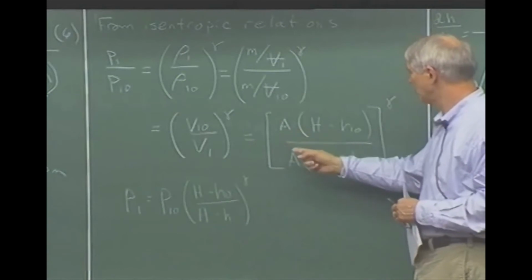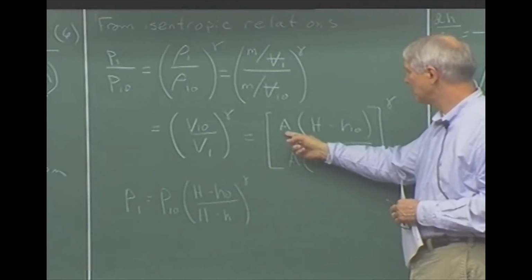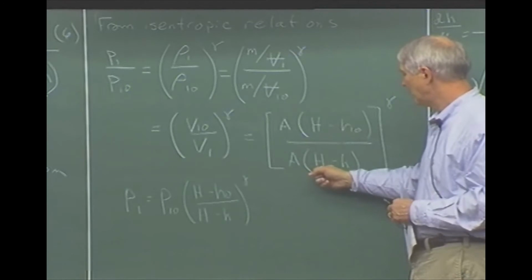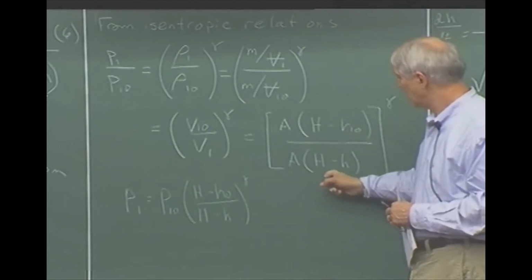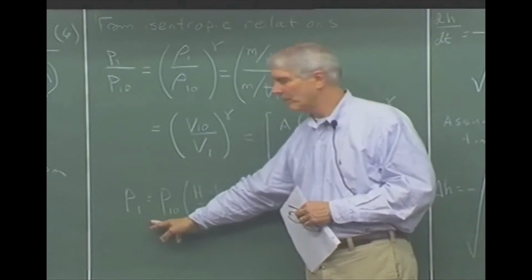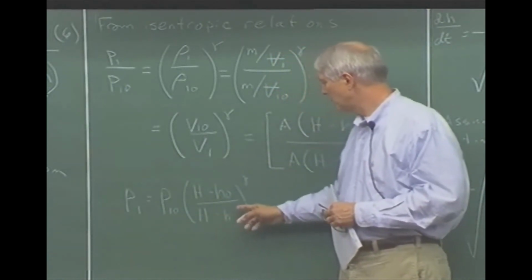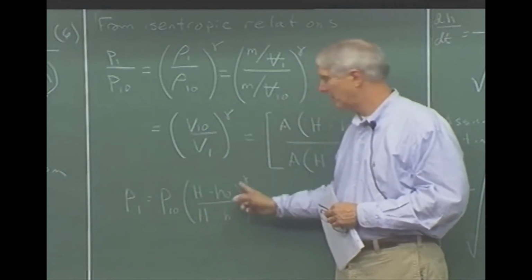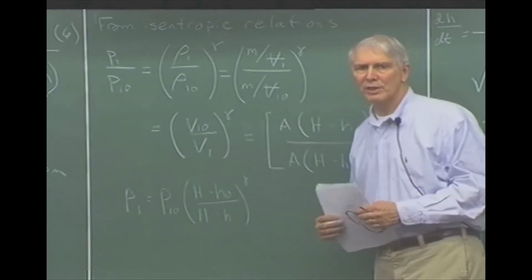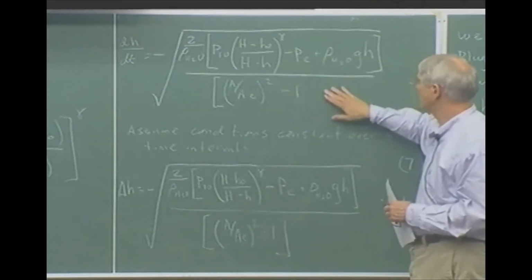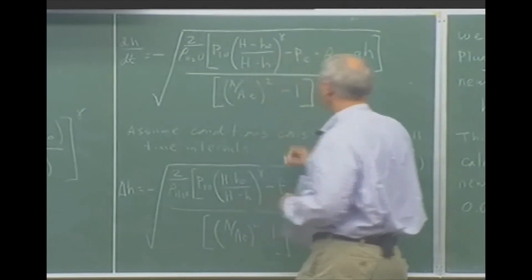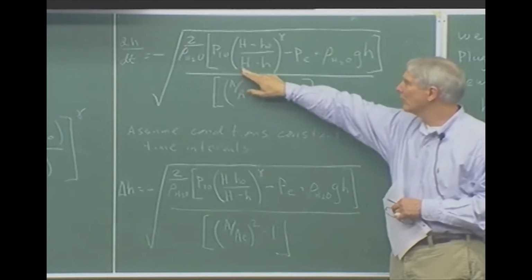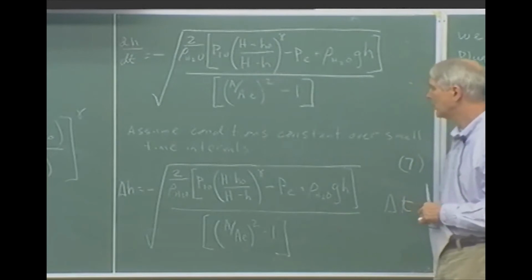And that's equal to the ratio of the cross-sectional area times h minus the initial height of the water, divided by the cross-sectional area times big H, the initial height, minus the current height. Well, the A's cancel out, and we're left with the pressure of the air in the bottle equal to the initial pressure times big H minus H0, divided by big H minus the current height, raised to the gamma power. So we'll plug that into our expression for dH/dt, and we get this expression here. Need to put a bracket right there. Okay, so I just plugged in our expression for P1 right here. So now it's written in terms of the initial pressure, the initial height, and the current height.